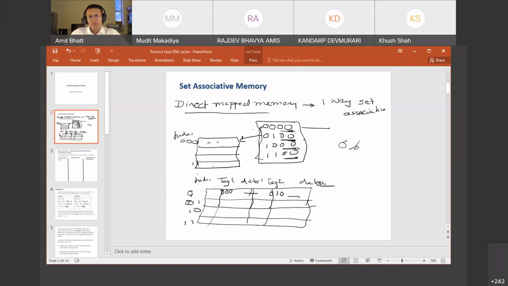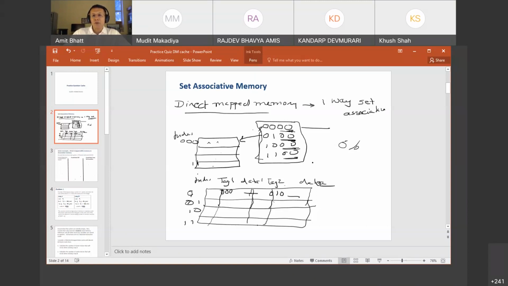We will do a problem where you will see that yes, there is an advantage of using two-way set associative as opposed to direct map, which is called one-way set associative. Technically it's a correct term, but nobody calls it one-way set associative. It is direct map memory. That's what people call it.